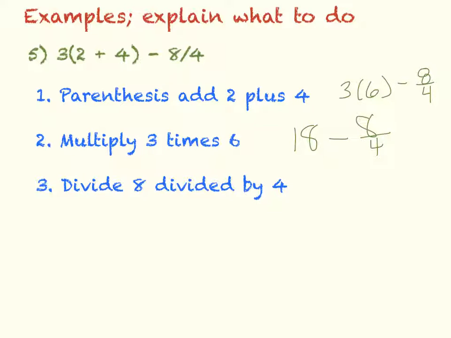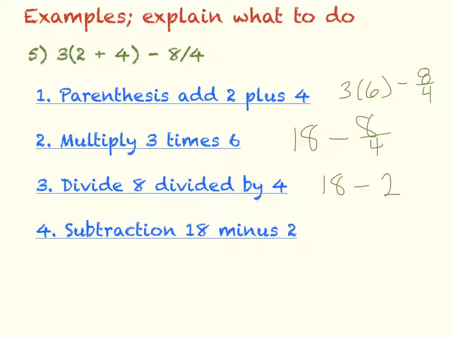The next step is division. So we're going to divide 8 by 4. 8 divided by 4. So I have 18 minus 2. Finally, what we're going to do is the subtraction, 18 minus 2, which will give me 16. So your final answer is 16.